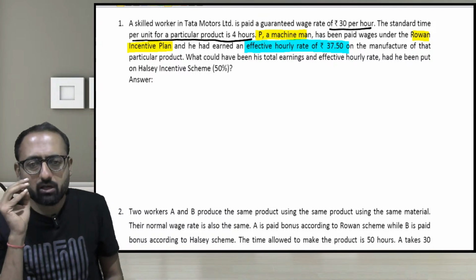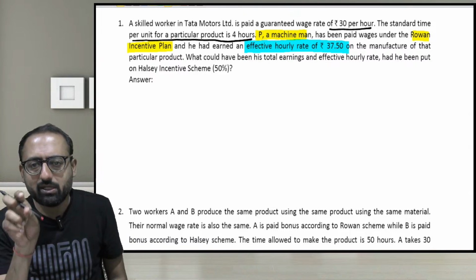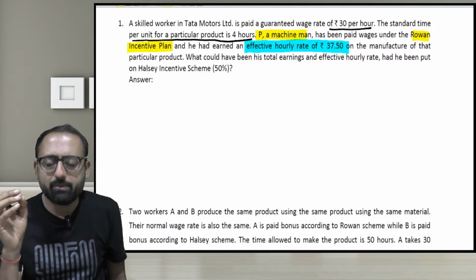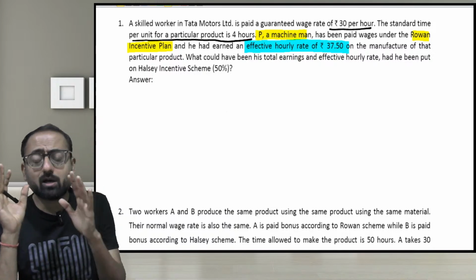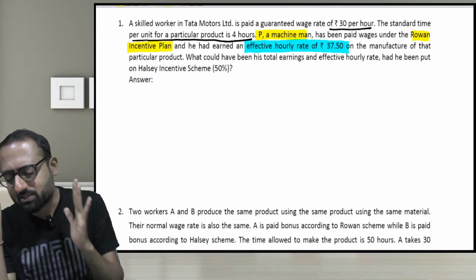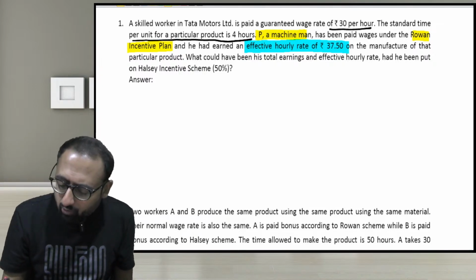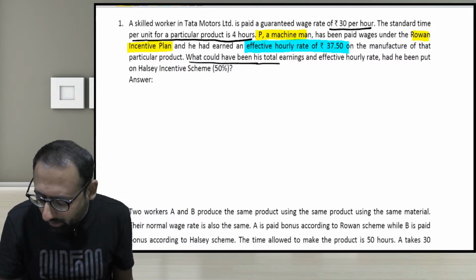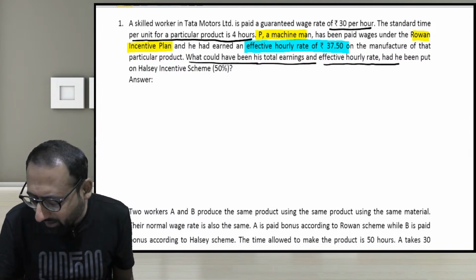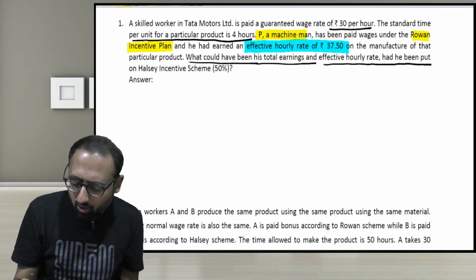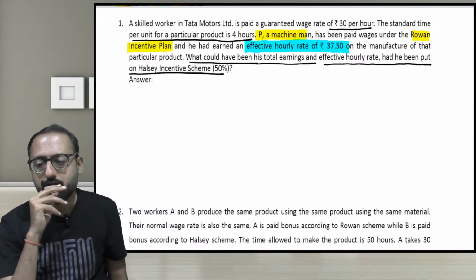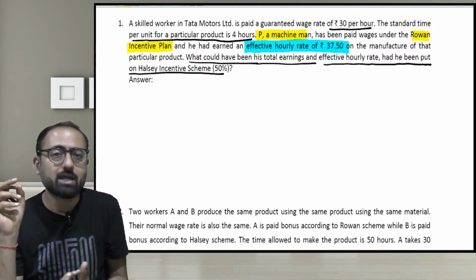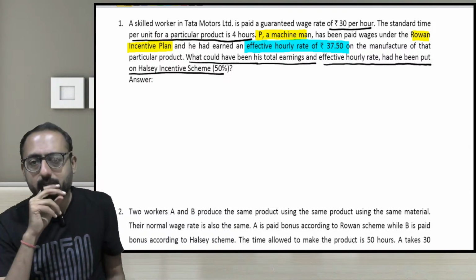Now here worker P is working on the Rowan incentive plan. So guys, the effective rate will be total earning under Rowan divided by hours worked. Next one: what could have been his total earnings and effective hourly rate had he been put on the Halsey incentive scheme? What is your question? What could have been his total earnings and effective earning as well under the Halsey incentive scheme?